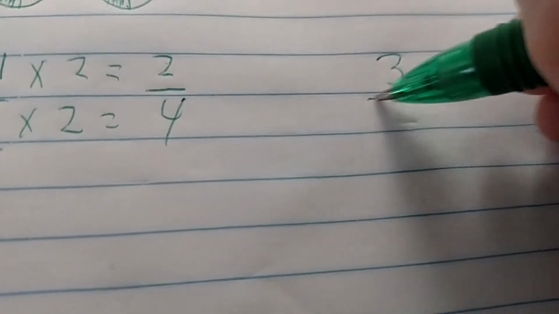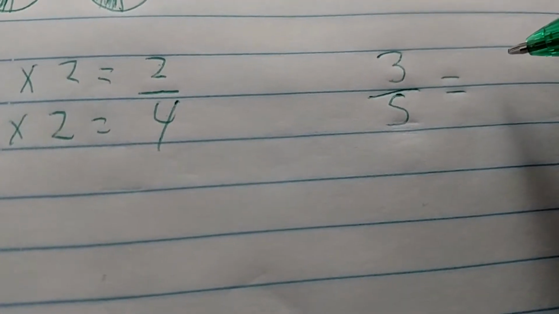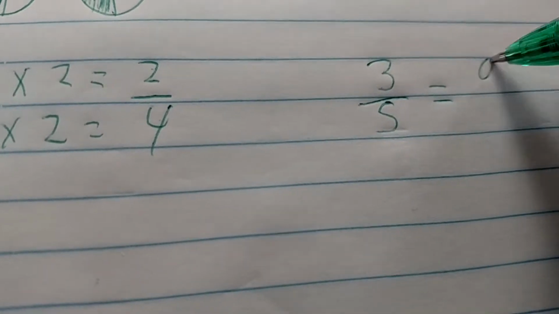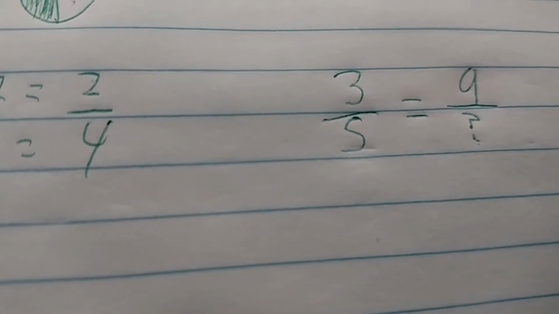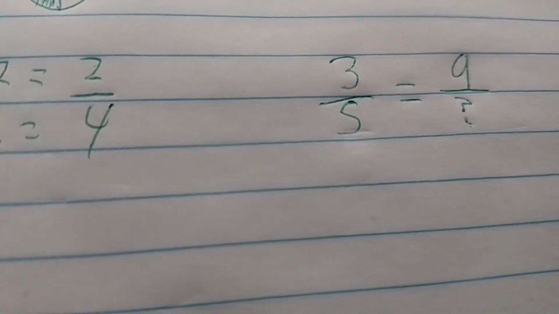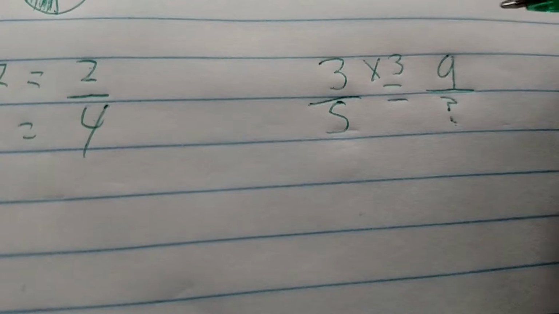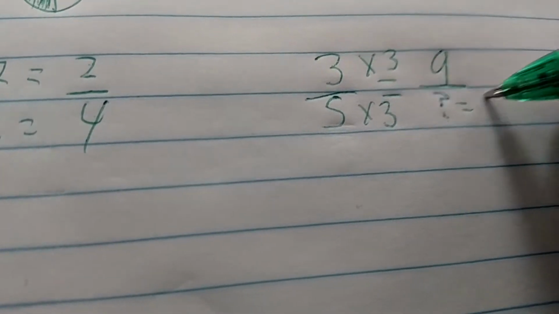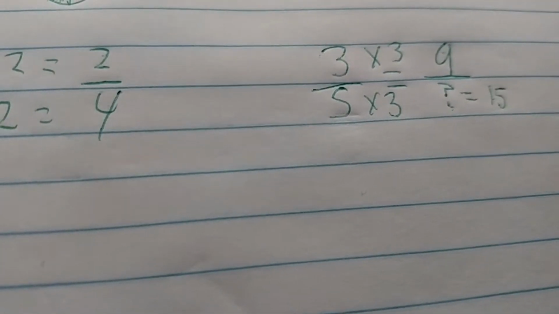I could do some other ones. Here's 3/5 is equal to, let's say, 9 question mark. So we have a clue. We went from 3 to 9. To get there, we used a multiple of 3. So in our denominator, we're going to multiply by 3 as well. So this question mark actually equals 15. So 3/5 is equivalent to 9/15.